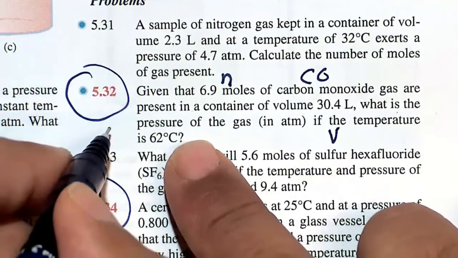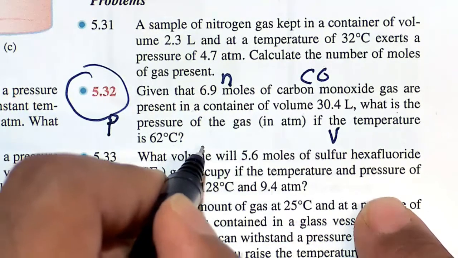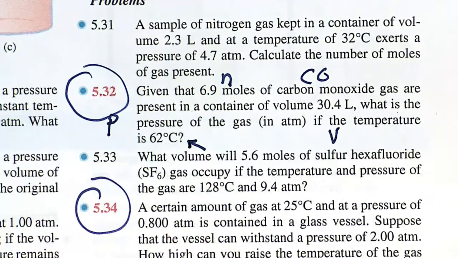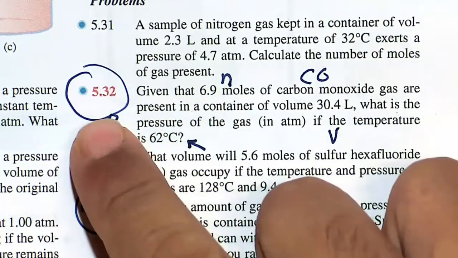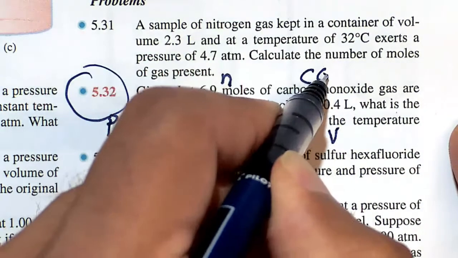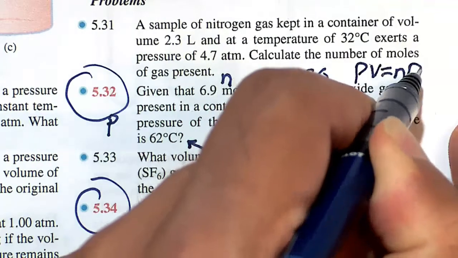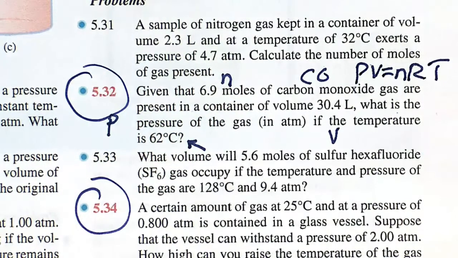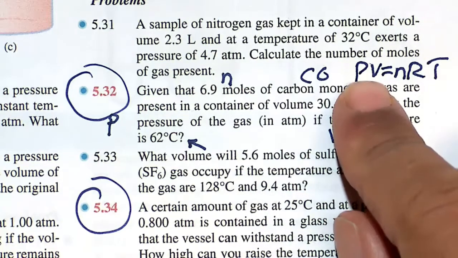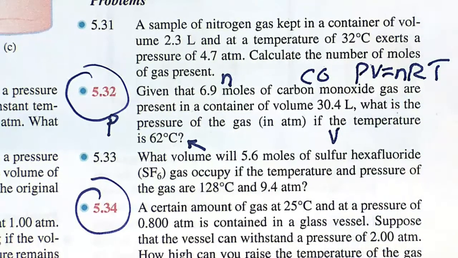And we have a pressure that we are being asked to find if the temperature of the container is 62 degrees C. And so we got P, we have V, we'll always have R, which is the gas constant, and then we have N. So PV equals nRT is what we will use to solve this problem. This is your classical ideal gas law equation. We'll solve for P, and that's going to be nRT over V. So let's go ahead and do that.